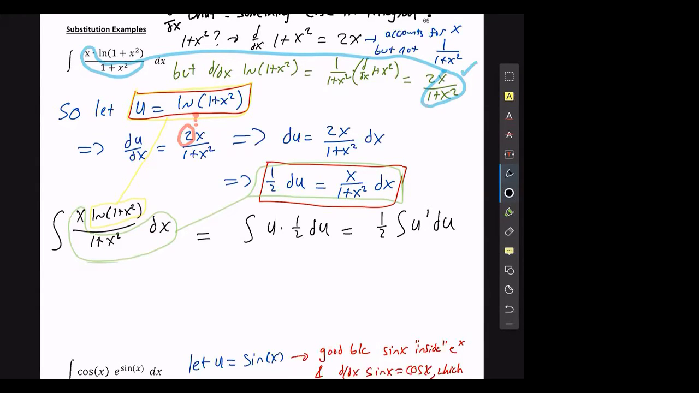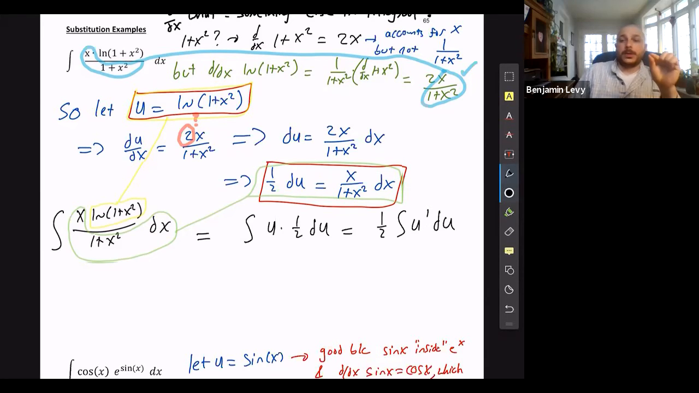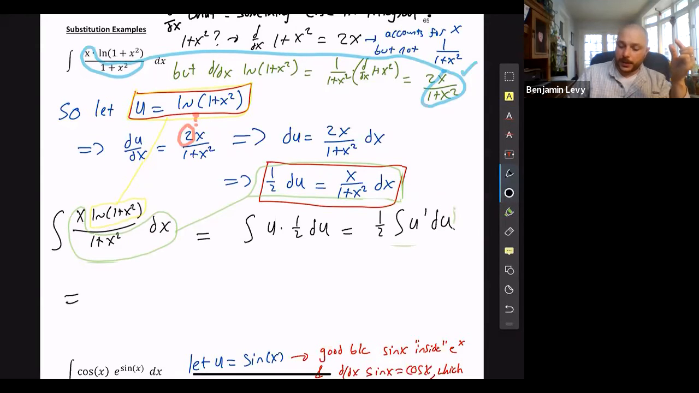Now we just put in the ln of 1 plus x squared. So we need to integrate it first, right? So first we do the anti-power rule on the 1/2 u part, and then we plug the u back in. What we've been doing so far is setting it up so that we have something to work with, right? And so now we do this, in other words, right? This becomes 1/2 u squared over 2 plus c. Is that okay? Does that make sense?